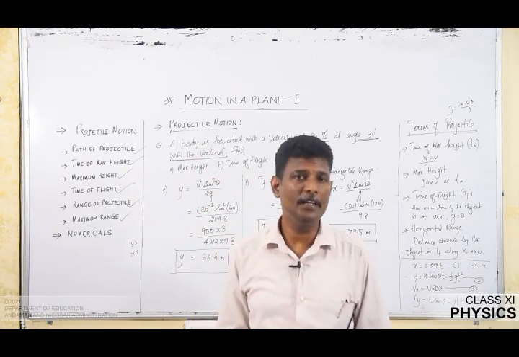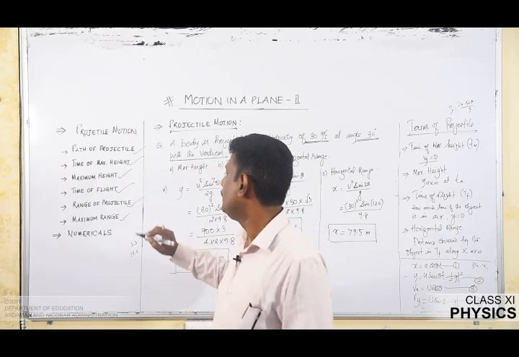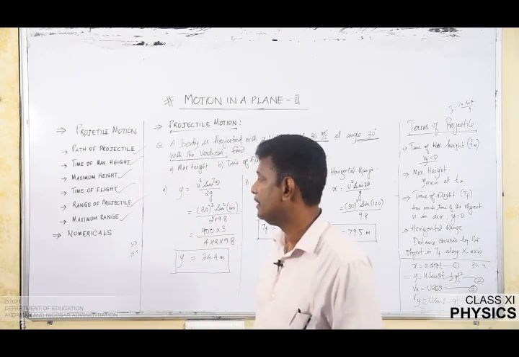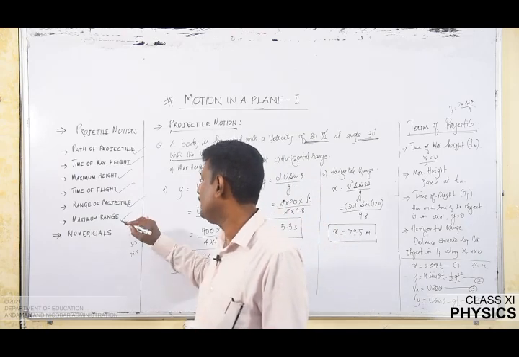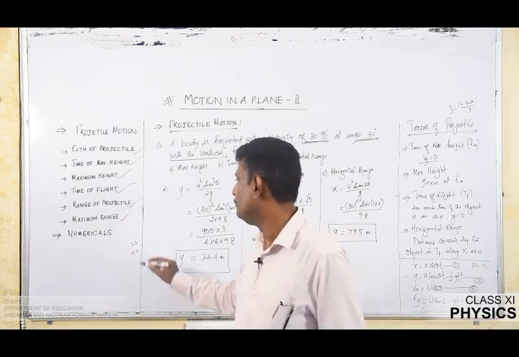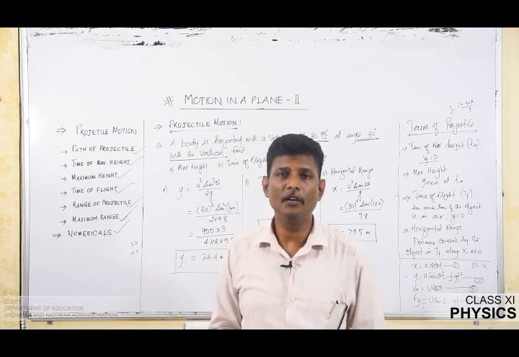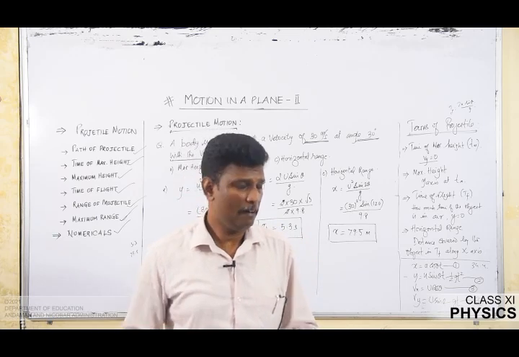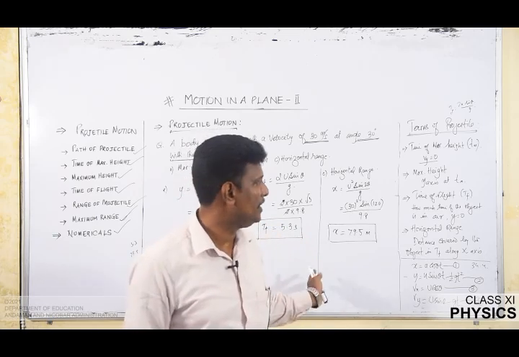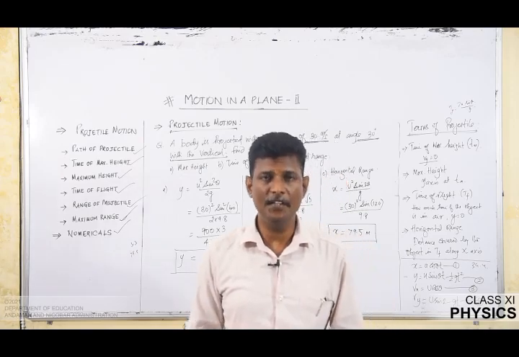What is the maximum range? That is u square by g at theta is equal to 45 degree. That is, in order to get the maximum range, we have to throw the object in 45 degree. We have done a numerical also. Hope you all understood the concept and advised to do lot of numericals in this concept so that you can understand it very nicely. Thank you.